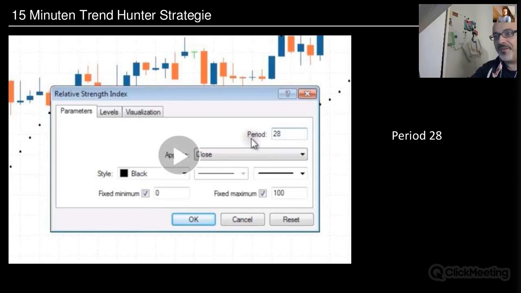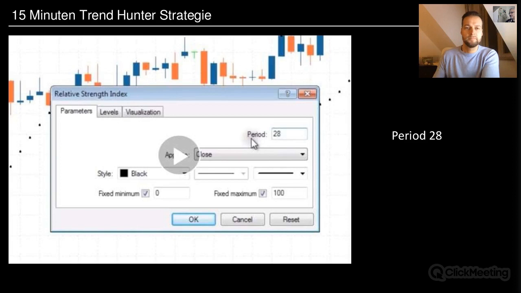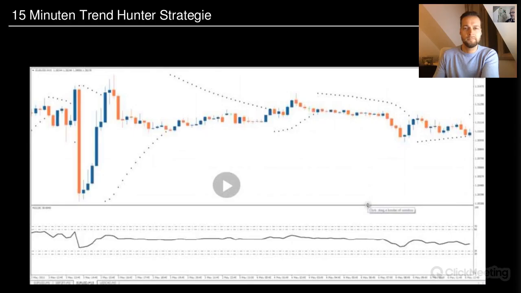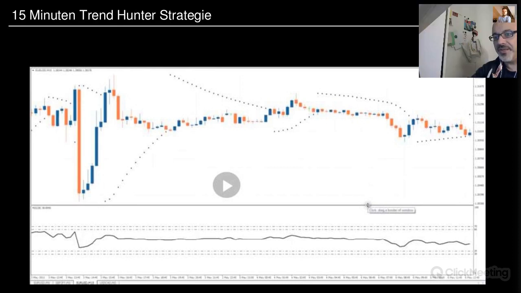And of course, the period has to be 28. This is also not standard; the standard setting is 14 for the RSI indicator. Good to know. Just type it in manually, 28, then click OK, and it will appear like this on the chart. Then you will see the RSI below.